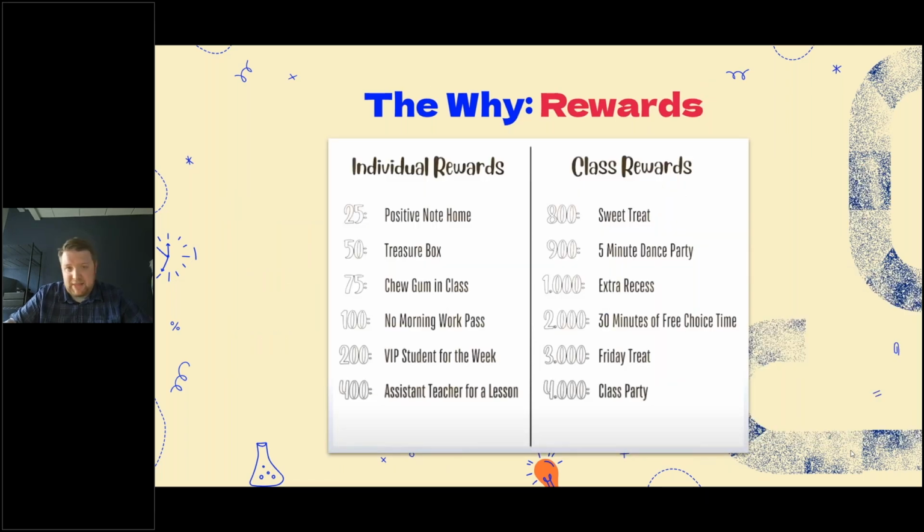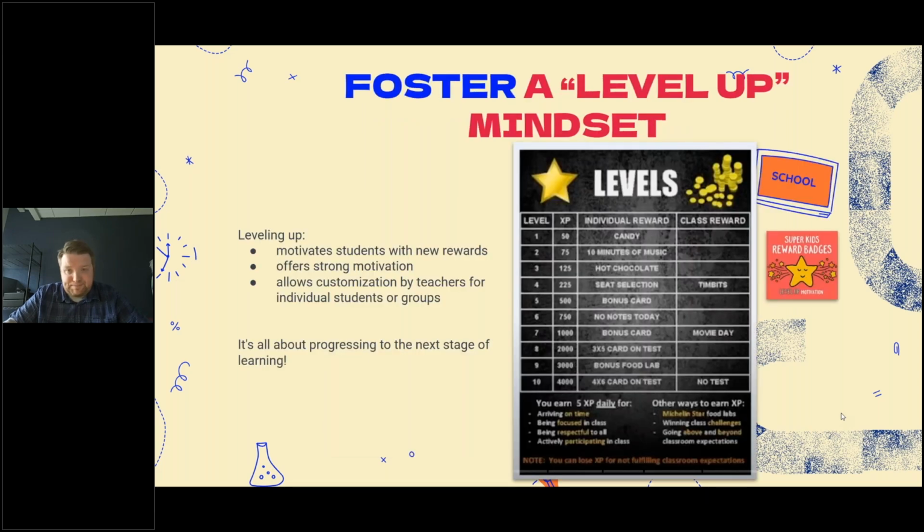I already touched a little bit on this, but just thinking about that in the reward process, you have individual rewards and you have class rewards. Class rewards help the students keep each other accountable, and the individual rewards obviously have the internal motivation for them to push themselves. So having both of them work together is a really effective way to implement the reward system, the XP system, to try to master different concepts in class.